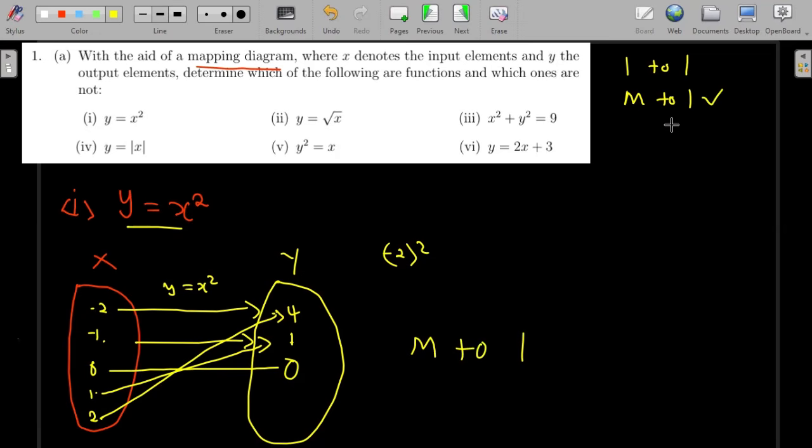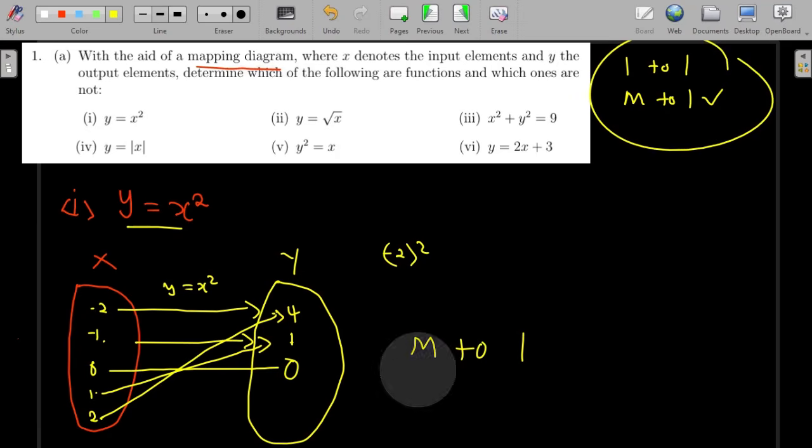Remember, we said it is a function. Or if you want, you can forget about this and just look at the function that you have. You make sure that each input that you put here only has one output. So this one is only mapped to the 4. This one is only mapped to the 1. The 0 is mapped to the 0. The 1 is mapped to 1 again, which is just one output.